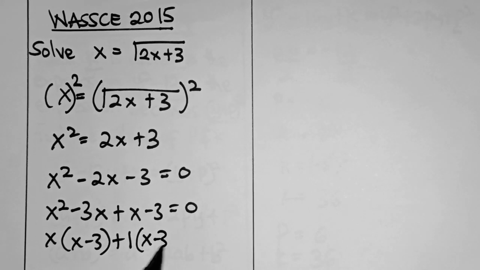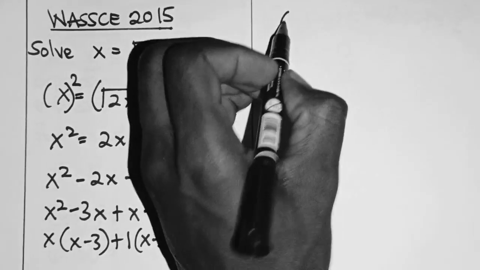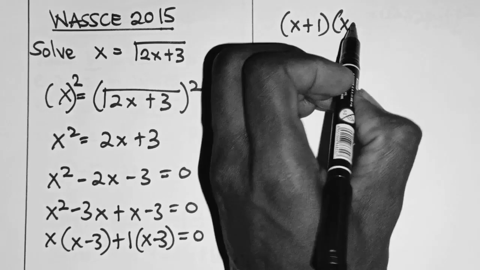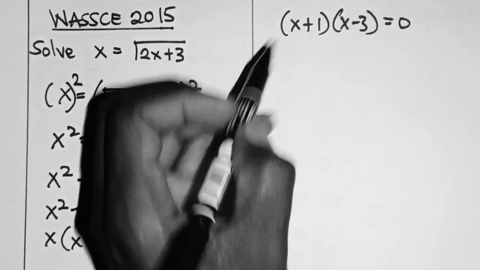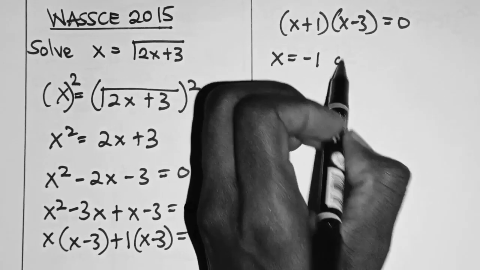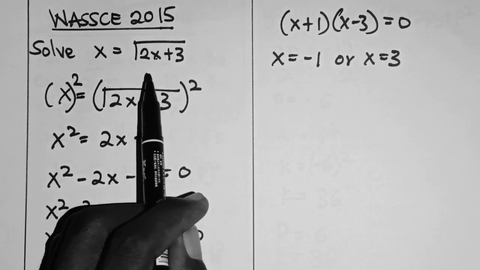So left with x minus 3 equals 0. So we have in one bracket x plus 1, and then in another bracket x minus 3 equals 0. So the values of x are x equals minus 1 or x equals 3. Now let's verify our answer.